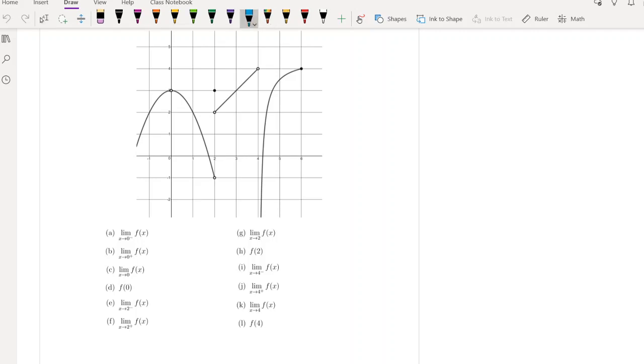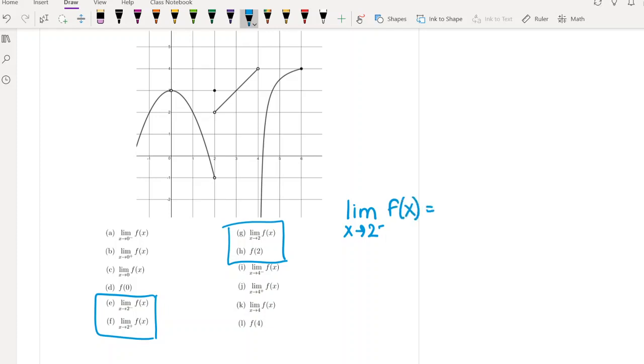So we're going to look at these 2 questions and these 2 questions. If we're trying to find the limit as x approaches 2 from the left, that means that we are coming in from the left and we're trying to see what height our graph is approaching as x approaches 2 while staying on the left side of 2. And it looks like the graph is getting closer and closer to a height of -1.